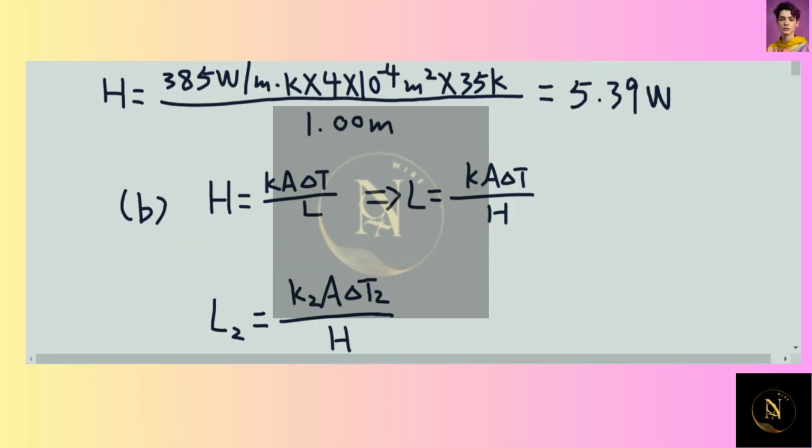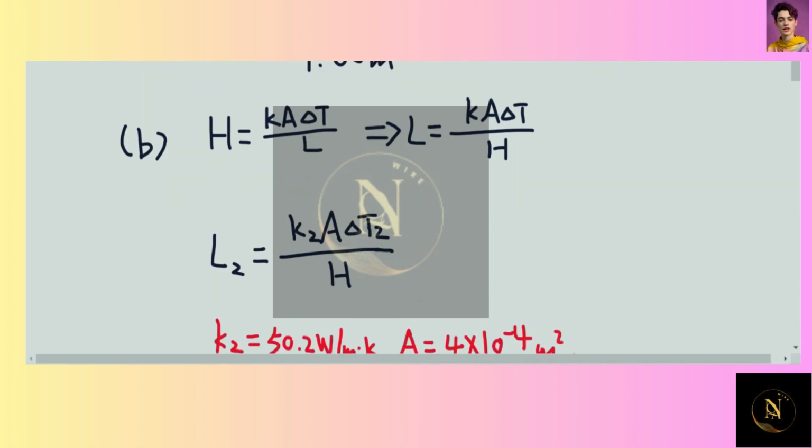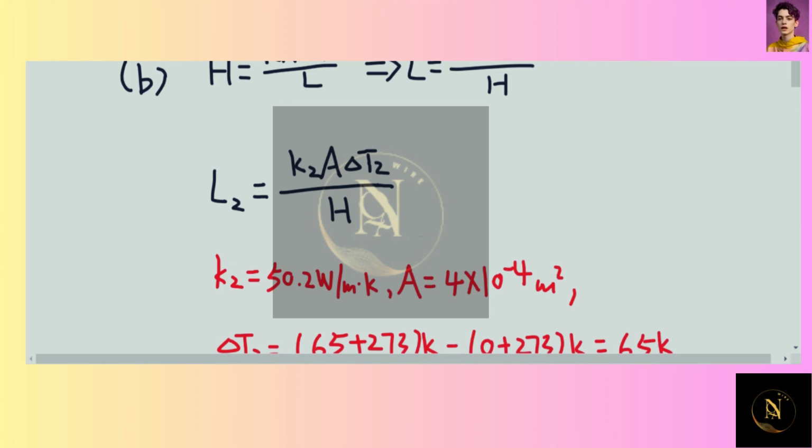And for the next question, we know the heat conduction can be equal to kA delta T over L. Therefore, length L can be equal to kA delta T over H. So L2 can be equal to K2 times A times delta T2 over H. In this case, K2 is the thermal conductivity of the steel, since L2 is made of steel. Okay, and the thermal conductivity for steel is 50.2 watts per meter Kelvin.